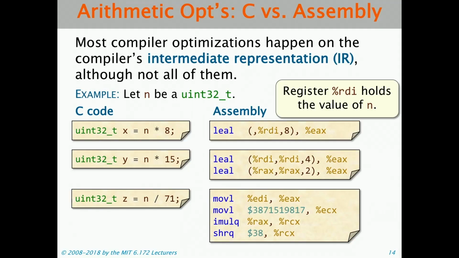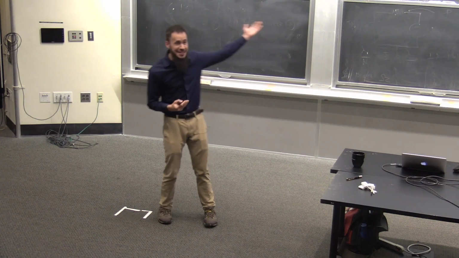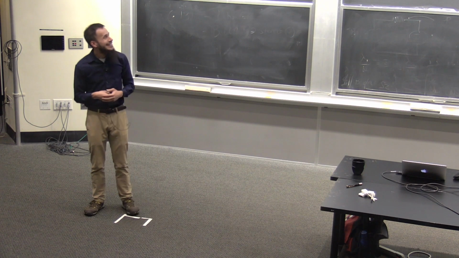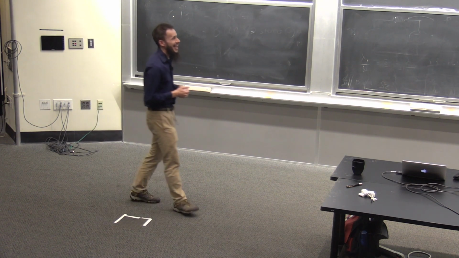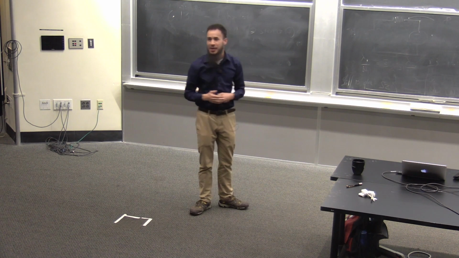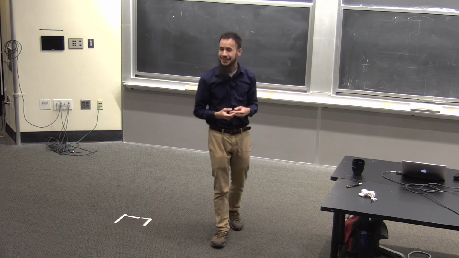In this last piece of code, we take the argument in RDI and we move it into EAX. We then move the value 3,871,519,817 and put that into ECX, as you do. We multiply those two values together, and then we shift the product right by 38. So obviously, this divides by 71. Any guesses as to how this performs the division operation we want?